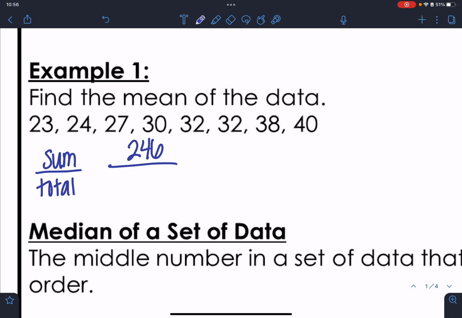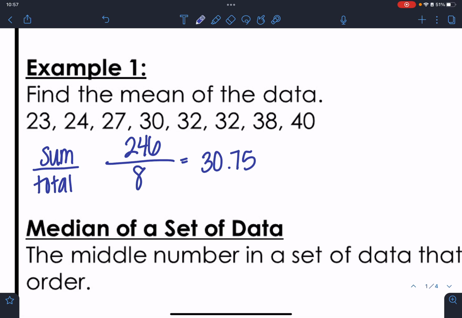And then how many total numbers do I have in my list? We can count those up as well. 8 numbers. Good. So we're going to take the sum, divide that by my total, which is 8. Okay, and so when I get that, my answer is 30.75. So that is the mean or the average of all those numbers. Okay, so we want to remember mean is your average, adding everything up, dividing by total.